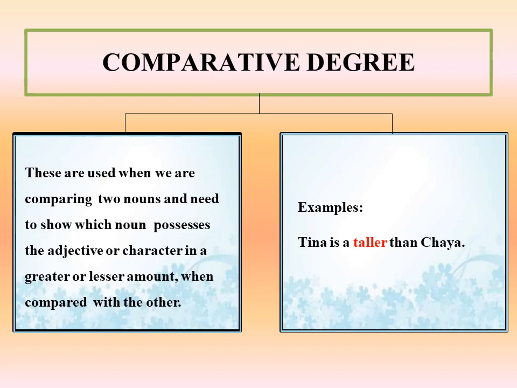Tina is taller than Chaya. So in this comparative degree, you can see Tina and Chaya are being compared in height, to see who is taller. So you can see comparison is happening. This is the comparative degree.